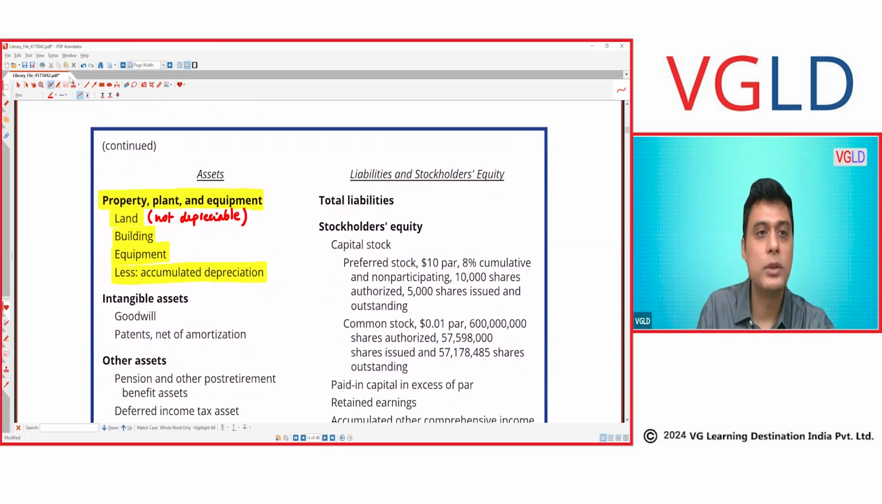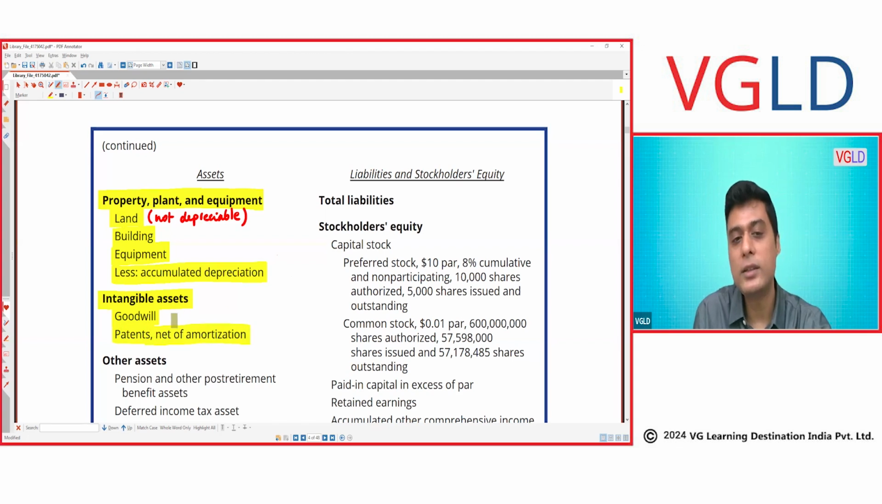Then you have intangibles. In intangibles, you have goodwill. This is just an illustrative balance sheet. It is not an exhaustive list of items. So in this balance sheet, they have shown goodwill. Goodwill is an intangible item. Patents, net of amortization. Now, why is net of amortization not written against goodwill?